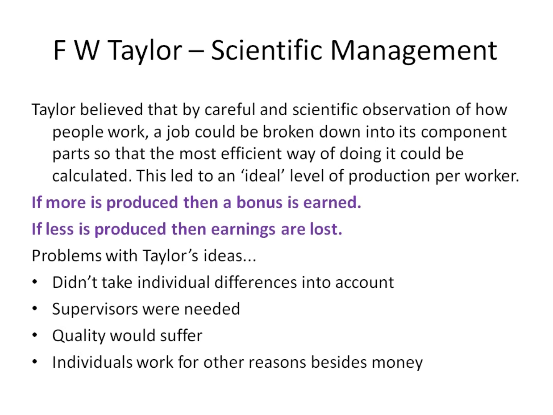In order to meet productivity targets, quality would suffer because you're in a rush to actually do things and therefore you don't focus on the quality, and therefore there's an issue with quality. Supervisors were needed to maintain quality and efficiency. That's sort of time consuming and a lot more expensive to have supervisors to look at all of these. And people work for other reasons besides money.